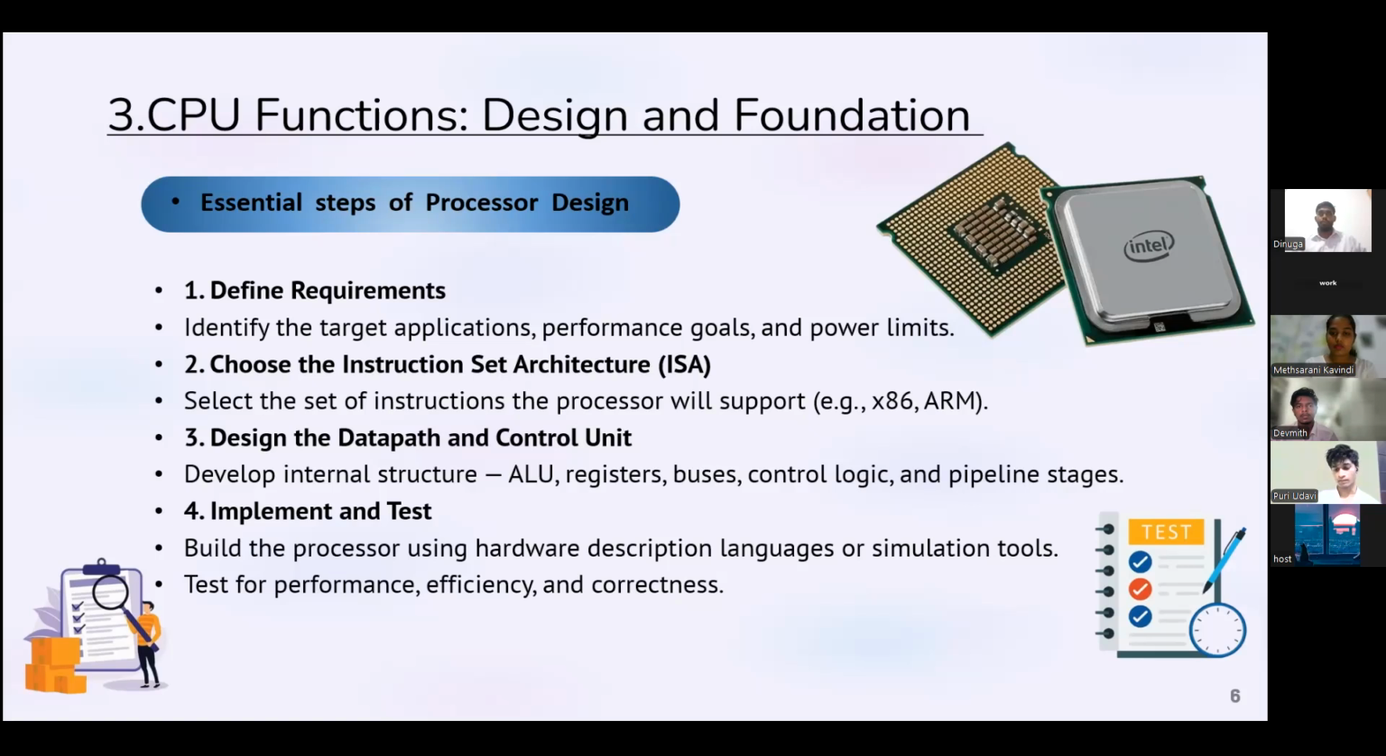Next is building the data path and control unit. The data path includes the ALU, registers, and buses. This is where operations happen. The control unit sends signals that tell each part what to do. Together, they form the working core of the CPU. Finally, we have implementation and testing. Engineers simulate the design, check for errors, and verify that the processor works exactly as intended before manufacturing. And next slide.